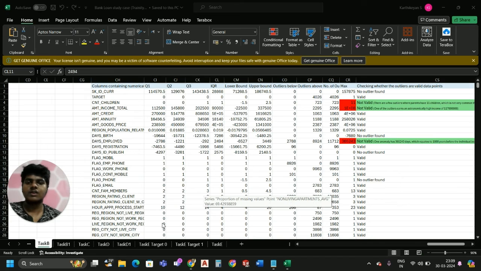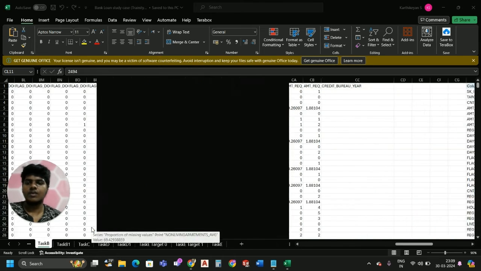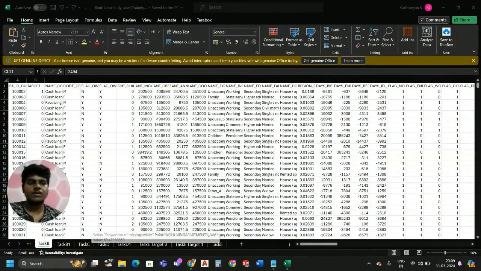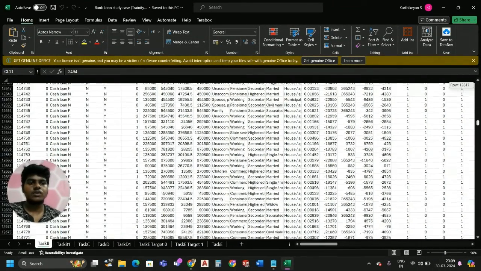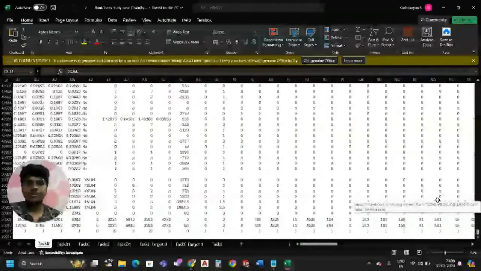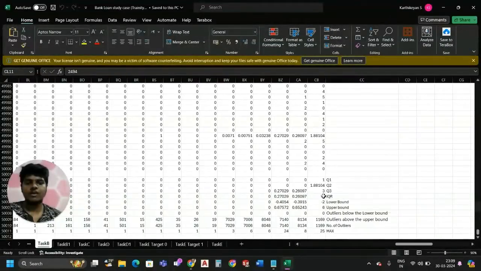After removing all the columns that have more than 50% of missing values, now we need to highlight the number of outliers in the data set. To know that, we have followed a certain procedure. First, we find quartile 1. To get quartile 1, we use the formula QUARTILE, the range, comma 1, where 1 indicates quartile 1.